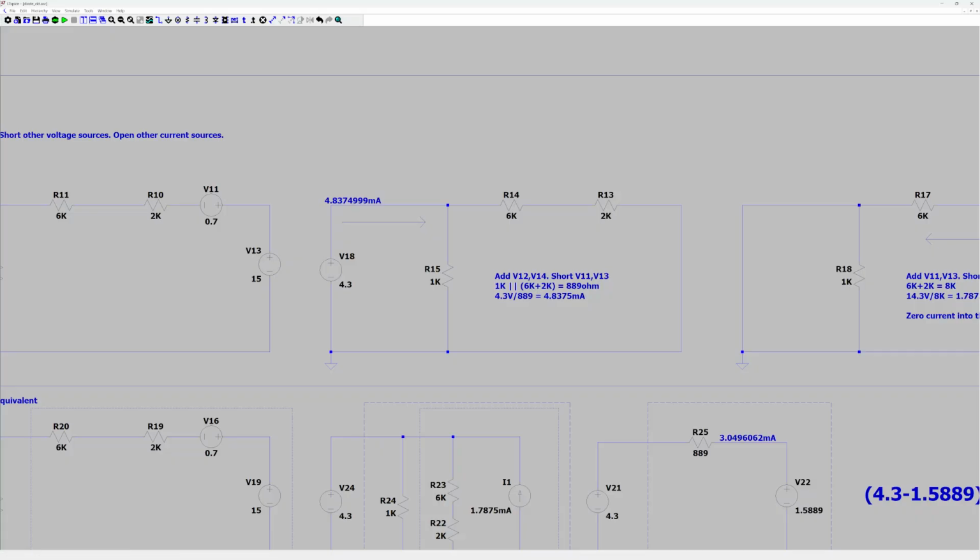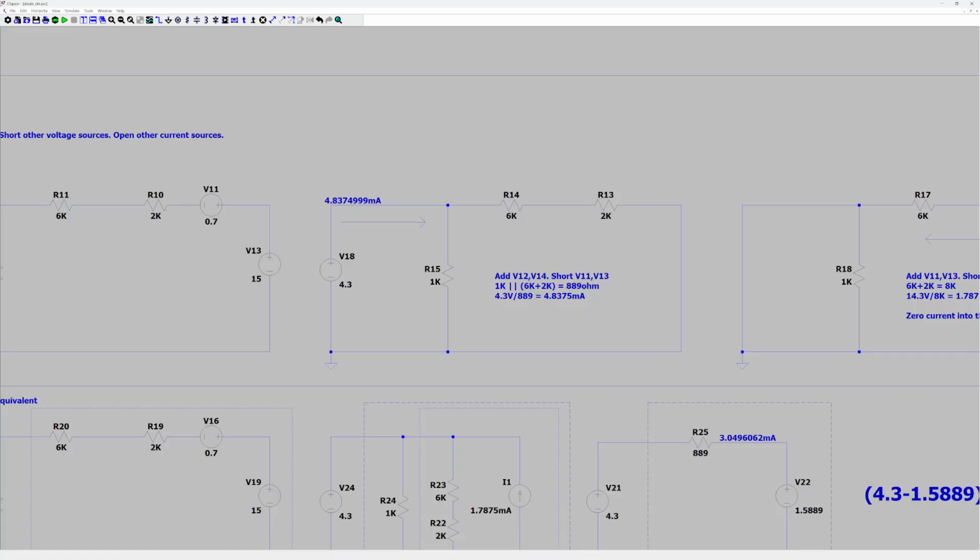So you basically have 8K in parallel with 1K, and you end up with 4.8375 milliamps. Well, the simulation, again, has some accuracy things that are a little different, and you get a number that's essentially 4.8375 with some ridiculously small error.